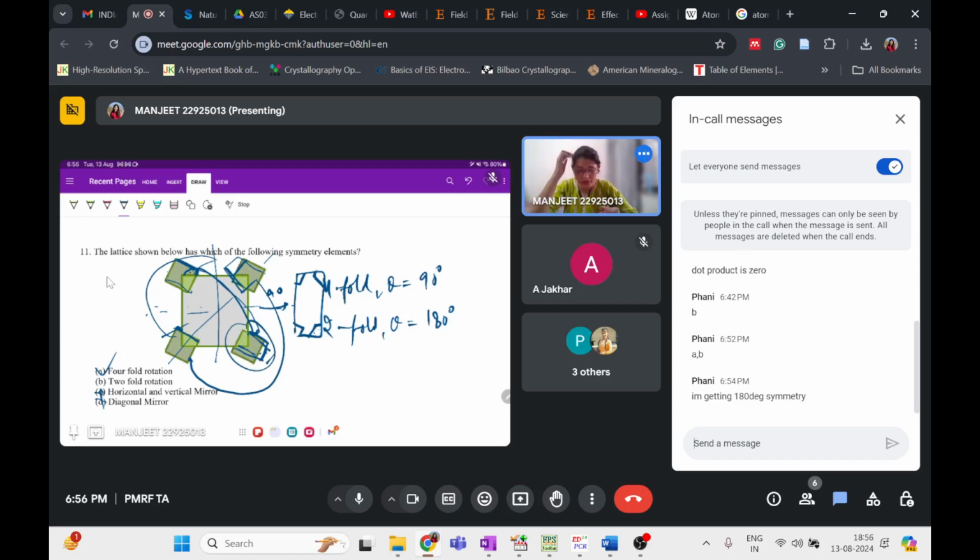Okay, are you getting my point? You are getting the 180-degree symmetry. How can this be?